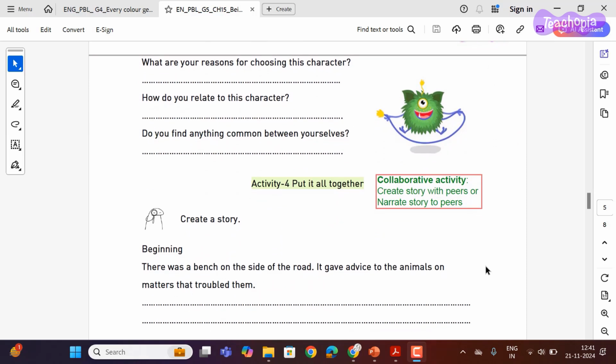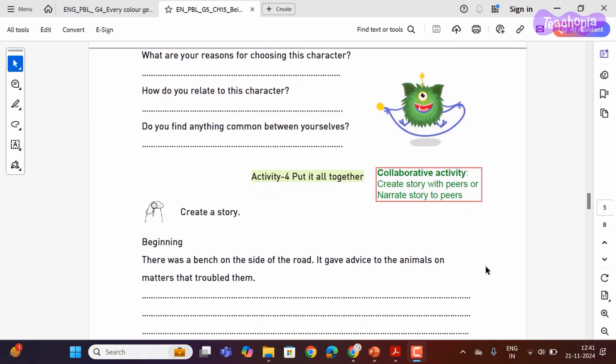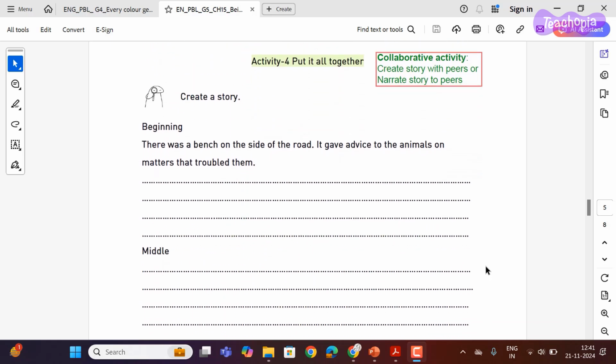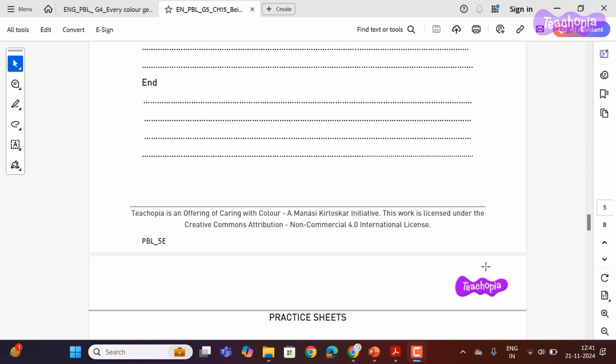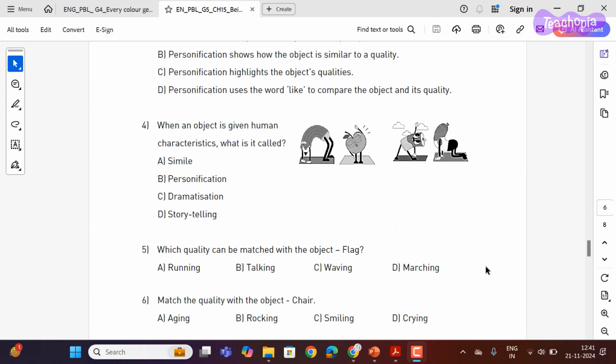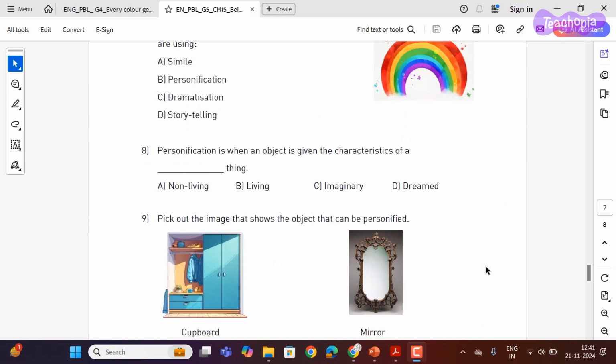Another collaborative activity is to create a story with peers or narrate the story to the peers. It has the beginning, middle, and the end. It's followed by the practice sheets, which is followed by the OMR sheet.